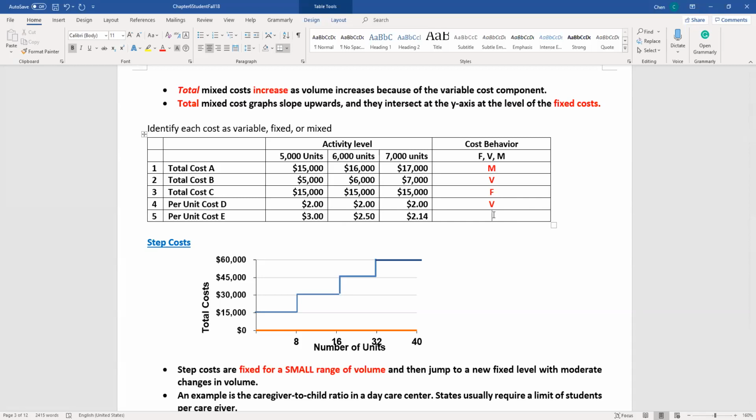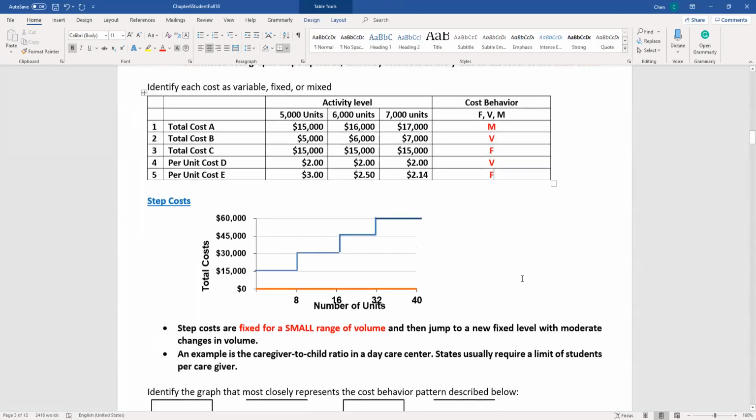And then 5, per unit cost E. I think we should calculate total cost first and see what the results are. Okay, so if you do 3 times 5,000, that's 15,000, right? And 2.5 times 6,000 is also 15,000. 2.14 times 7,000 is also 15,000. So we will say that this is a fixed cost.